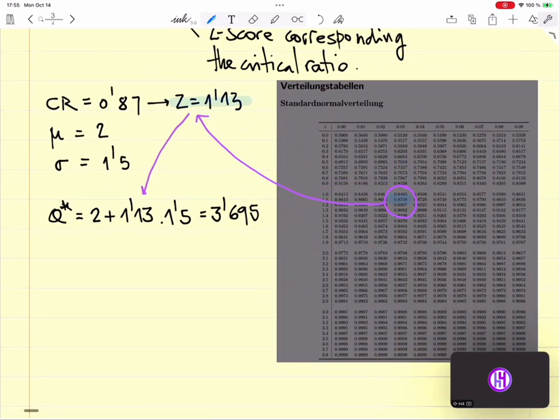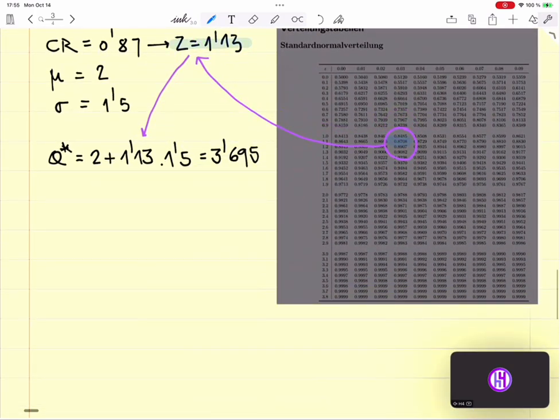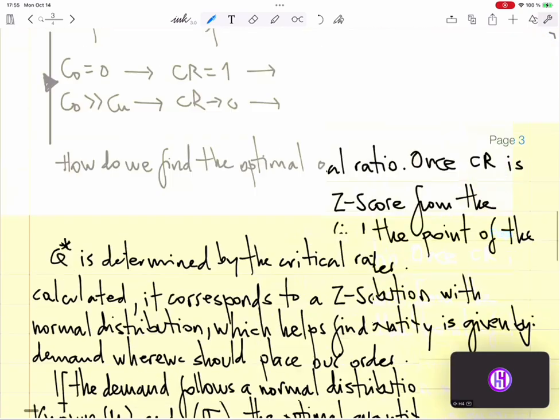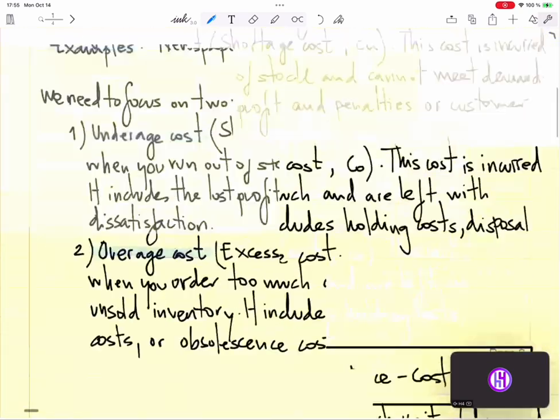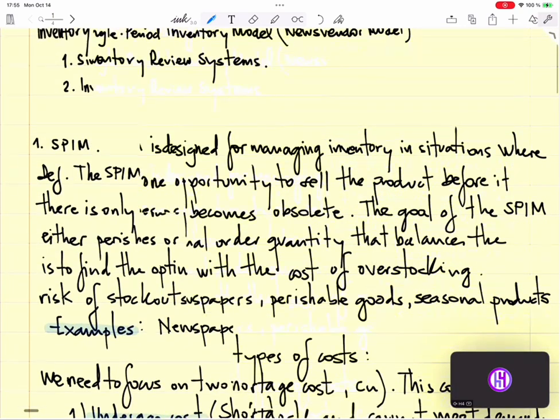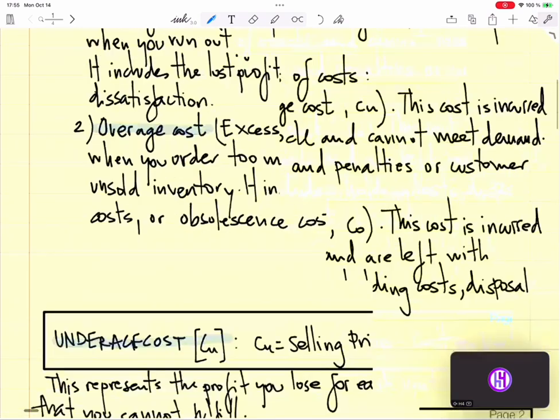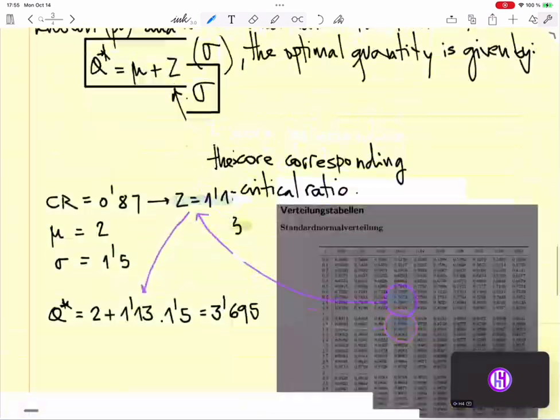Let's look at an example or problem statement. You manage an inventory for a bakery. Of course, in the exam, I don't tell you that I am talking about the model SPIM, single period inventory model. You need to know because of the problem statement, okay?